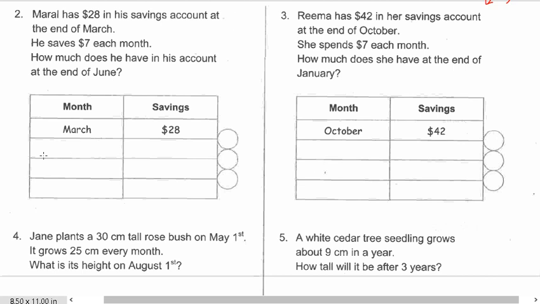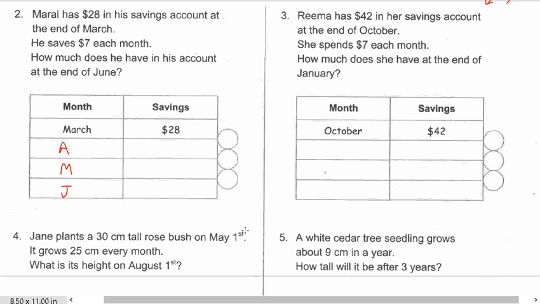2. Marl has $28 in his savings account at the end of March. He saves $7 each month. How much does he have in his account at the end of June? Well, you need to know your months to do this. So March, so you can put April, May, and June. And is he spending or saving? Well, he's saving, so make sure you're going up in each of those. Okay, I'll let you finish that one.